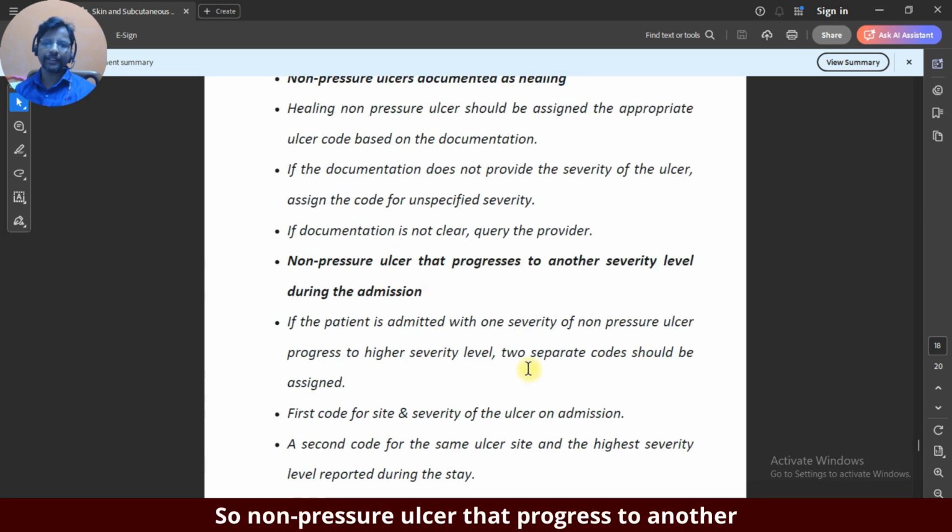Okay. So, a non-pressure ulcer that progresses to another severity level during the admission. If the patient is admitted with one severity of non-pressure ulcer and it progresses to a higher severity level, two separate codes should be assigned. So the same guidelines which we have used for pressure ulcer, we need to use for non-pressure ulcers also.